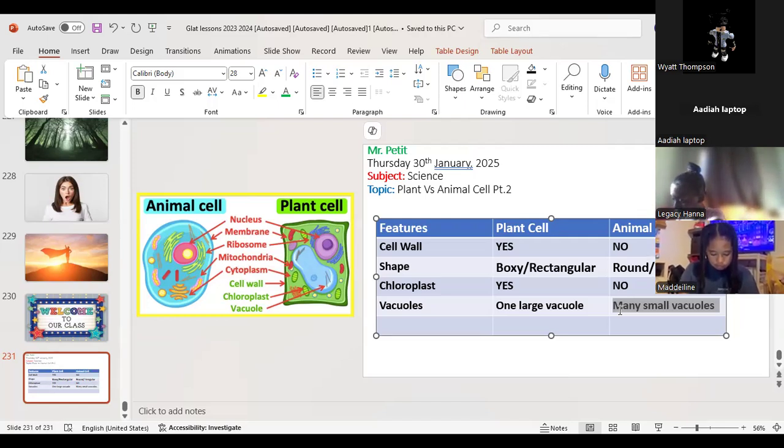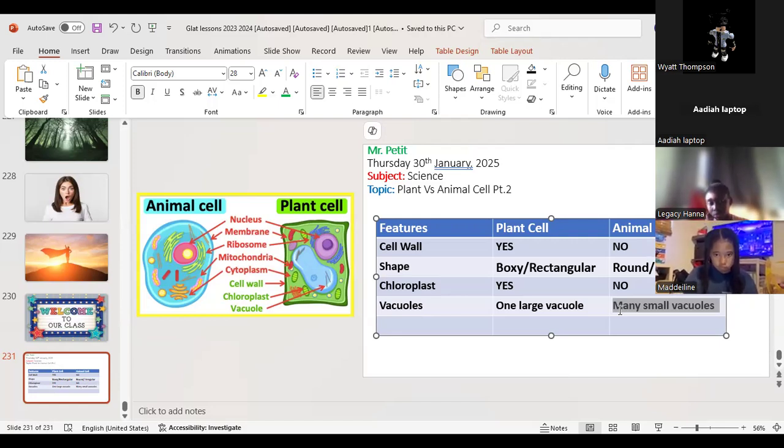Yes, Gianna? Excuse me, Mr. Petit. I think I left all my writing stuff at home, so I'll probably write it tomorrow and send it to you. No, you can still type it out in the chat. Just do cell wall, plant cell, yes. Animal cell, no. Just do shape, plant cell, boxy rectangular. Animal cell, round and irregular. Do you have your phone? Yes, sir. Type it on WhatsApp and send it to me.